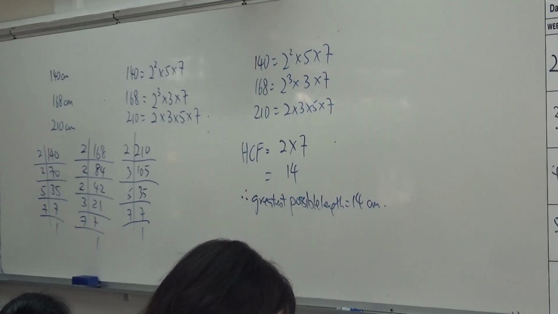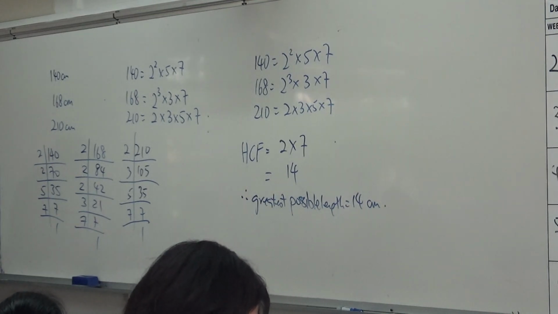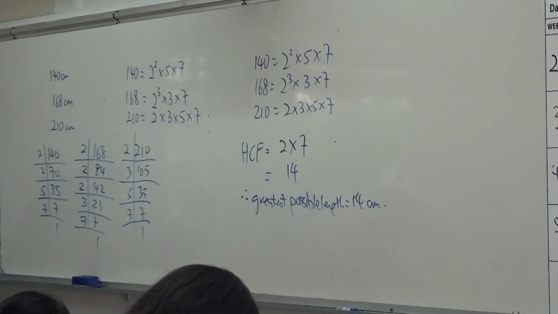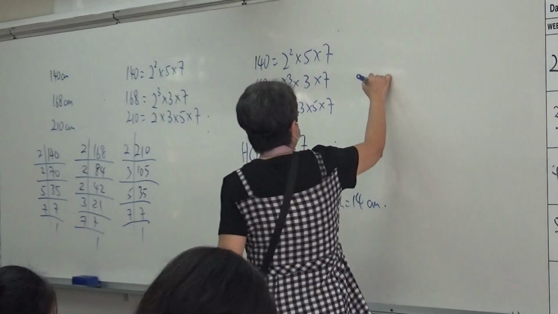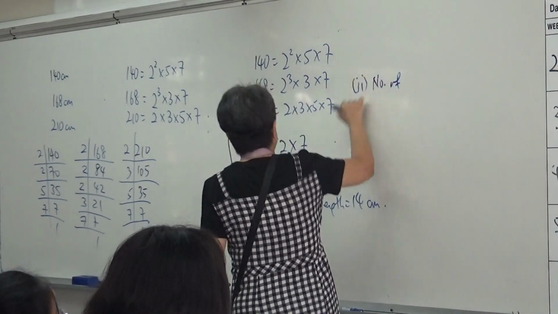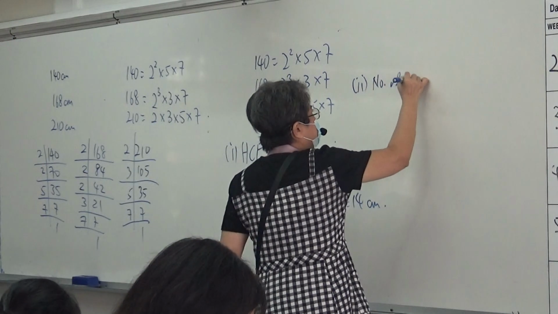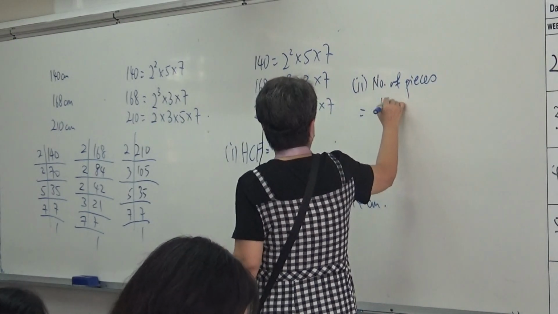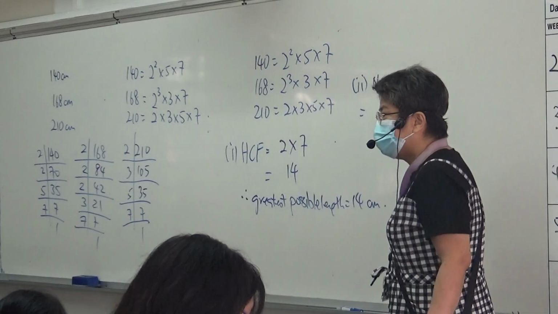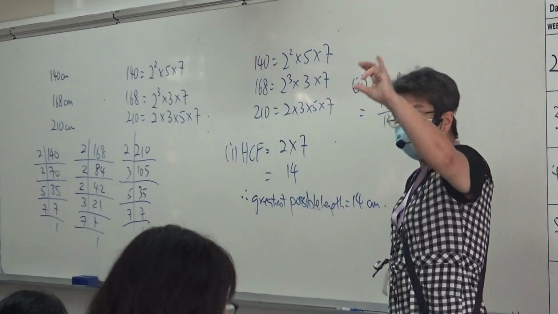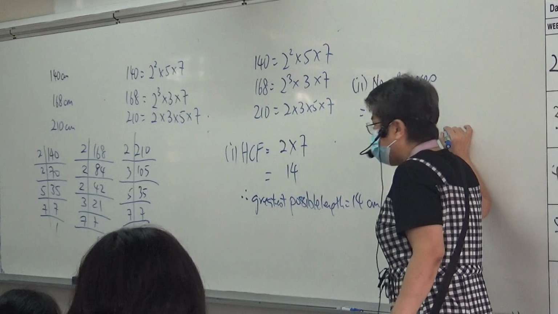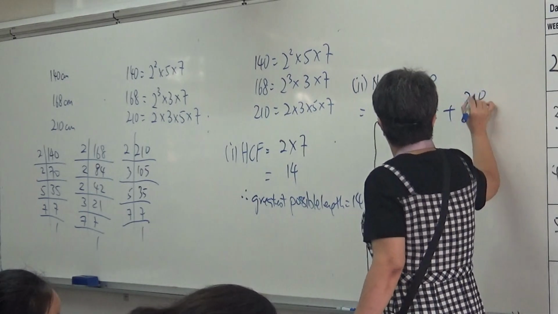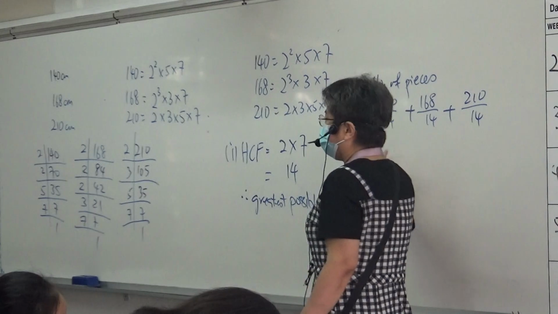Got it? Okay. Look at part 2. What did they say? How many smaller pieces of rope can she cut altogether? Now, I know a lot of you will do this. Later I'll show you another method. Will that be okay? This is part 1. For the number of pieces, you will take 140 divided by 14, right? The first piece of rope will give you this number. Now the second piece: 168 divided by 14, right? What about the next one? 210 divided by 14.